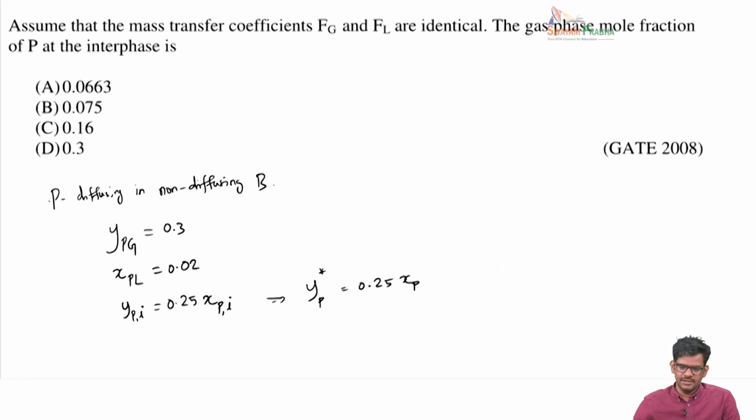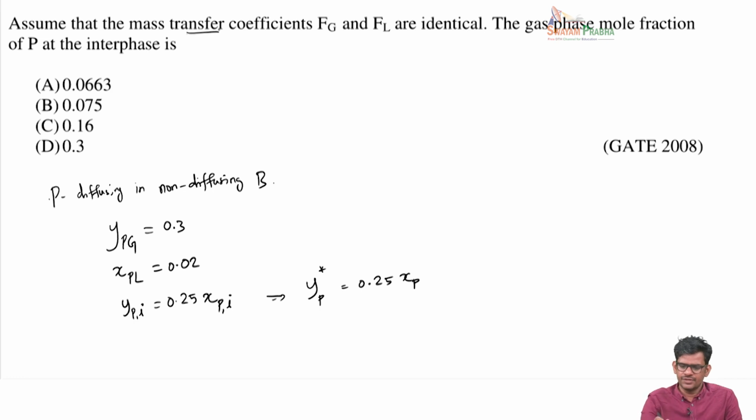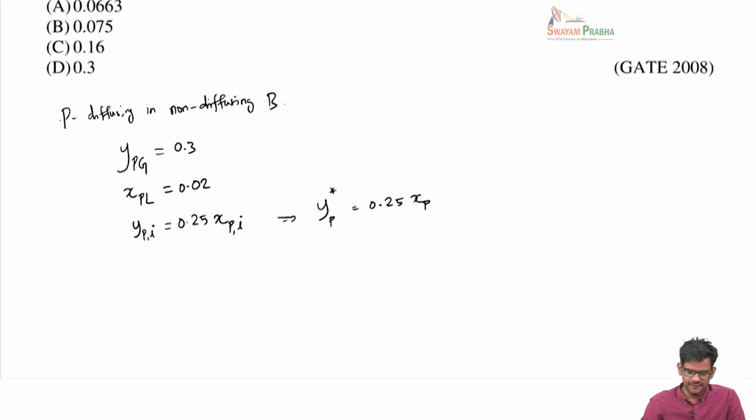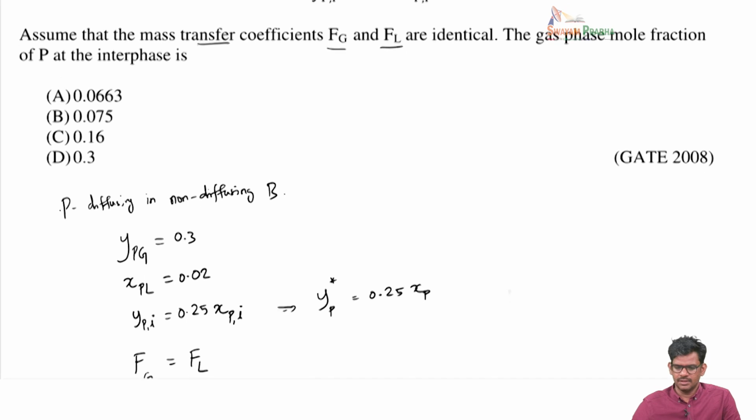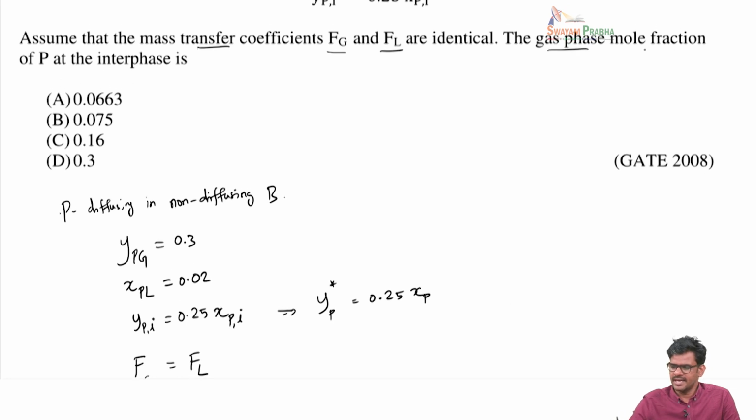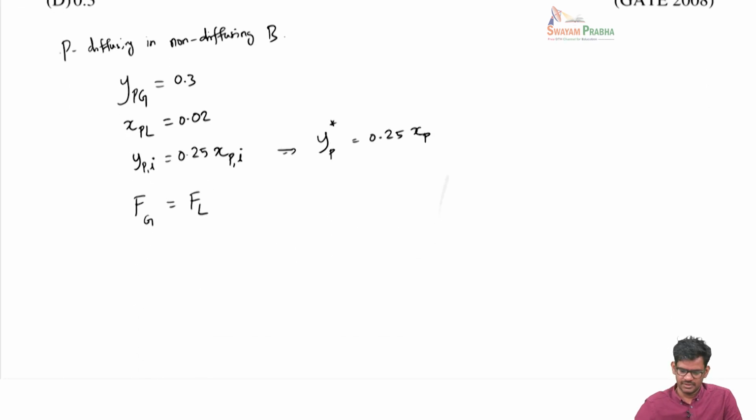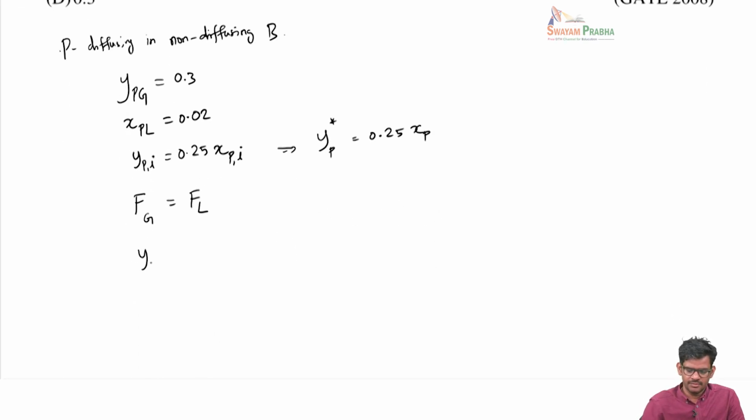And then in this problem, they have also given the mass transfer coefficients Fg and Fl as identical. Okay, Fg is equal to Fl. In terms of values, they are the same. And the question being asked is, what is the gas phase mole fraction of P at the interface? Okay, which is YPI. This is what we want to solve. Okay.